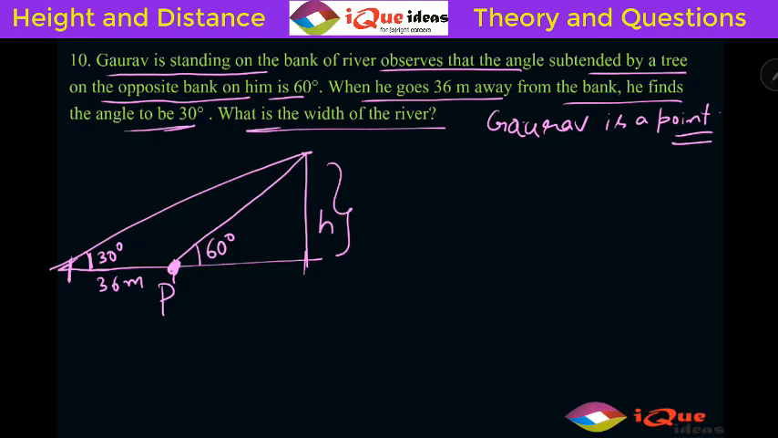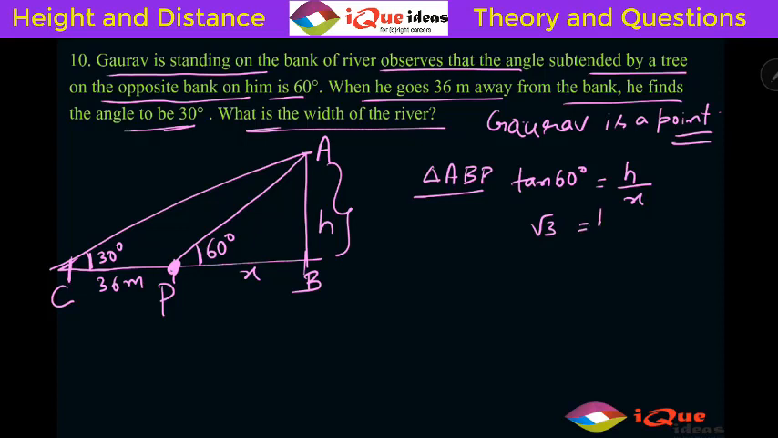Now let's give some names again. If I say A, B, and this point is already P, this is C. Look at the triangle ABP. Alright. In that triangle ABP, if I take tan 60 degree, what will happen? Tan 60 degree will be equal to, opposite to 60 it is H, divided by beside 60, let's say it is X. So it is H by X. Now tan 60 degree is root 3. So root 3 is equal to H by X. So from here we get X equal to H by root 3 meters. Right. Now this X we have to find. Let's see how we do that. X is the width of the river. This X we have to find. We can find both H and X.